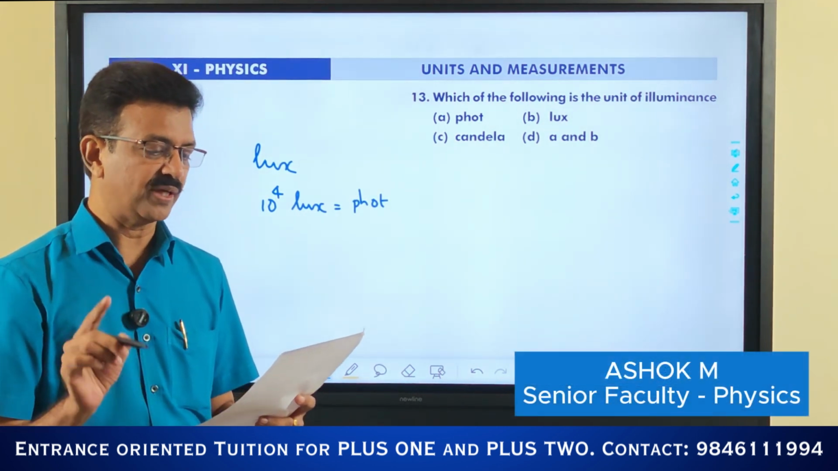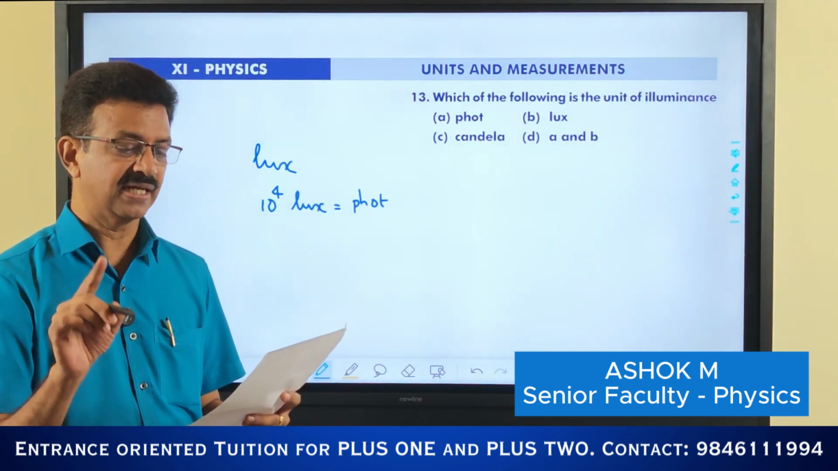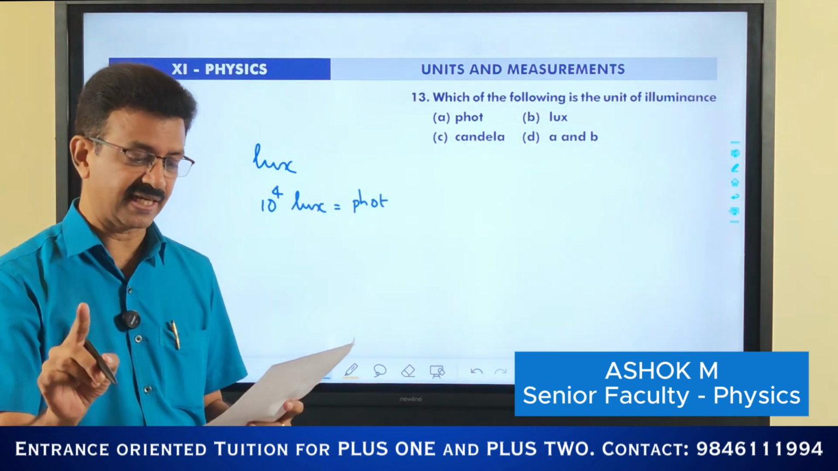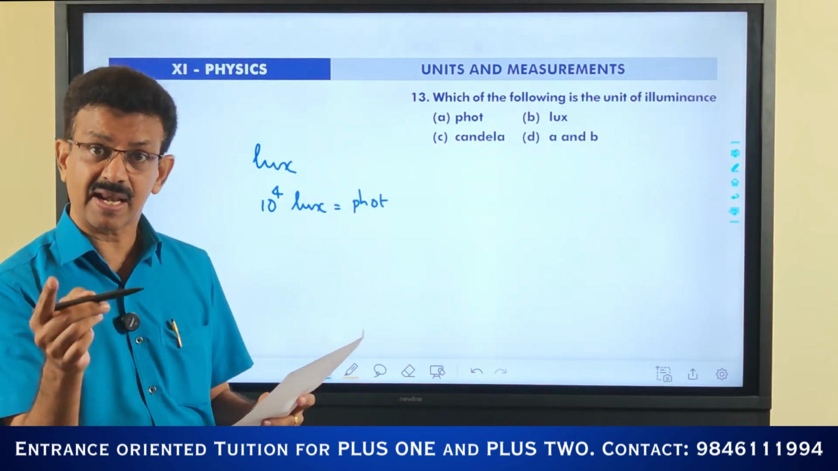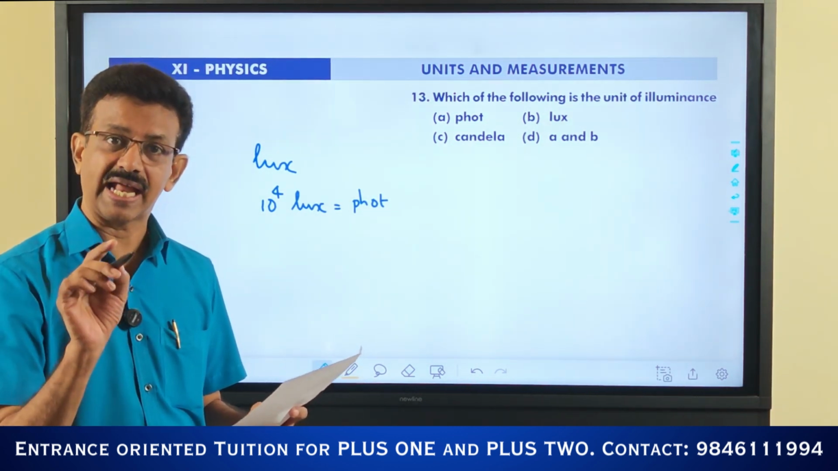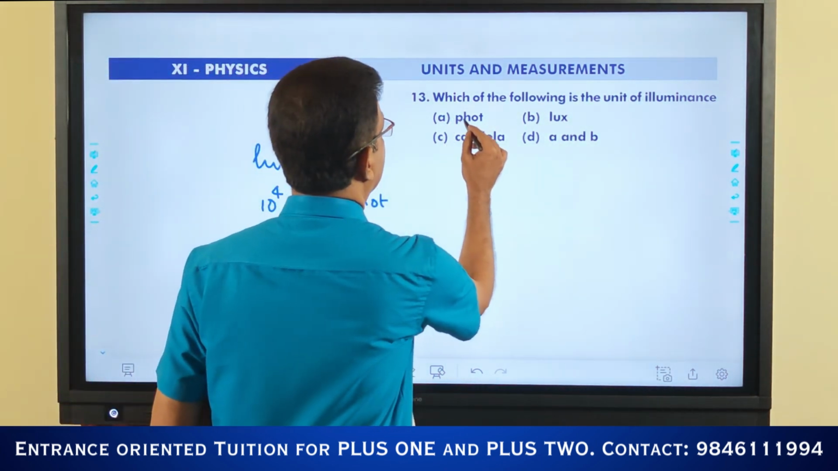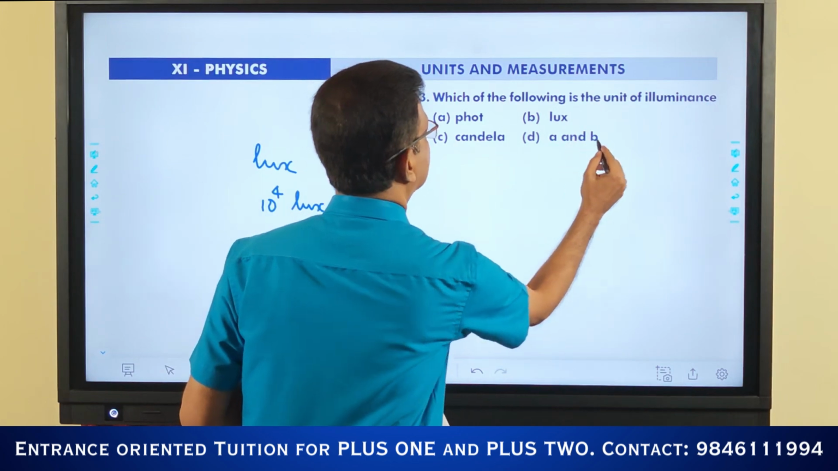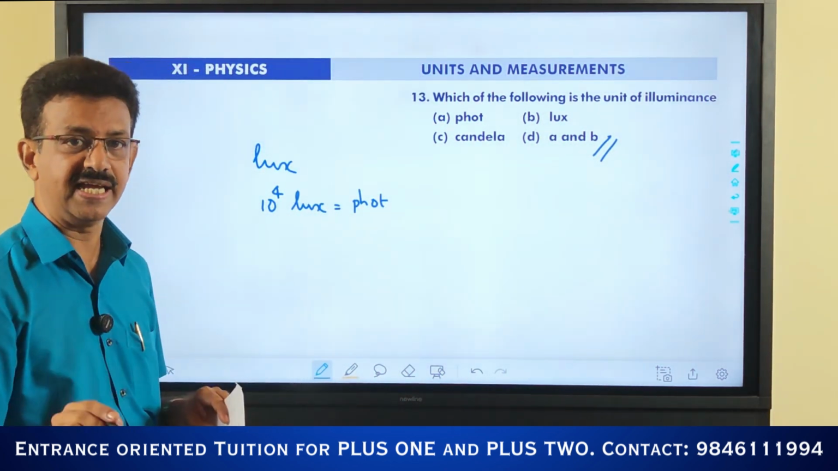Here, the choices are, first one, phot, it is used to represent illuminance. Second one, lux, it is the SI unit of illuminance. Third one, candela, that is lumen per steradian. It is the unit of luminous intensity. Therefore, the answer is D. A and B are correct. A is phot, B is lux. Therefore, A and B are correct. That's the answer is D.